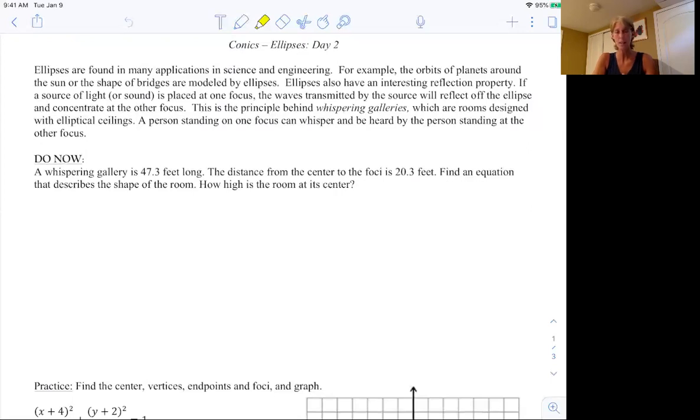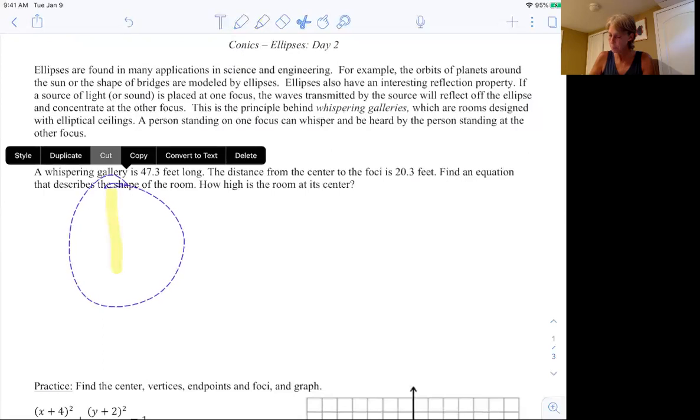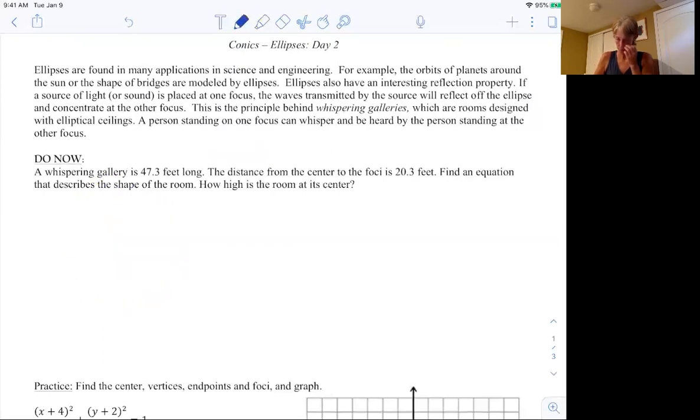Now, every year in my classroom at this time, I would ask, has anyone ever been to a whispering gallery? And I usually get one or two students that have been. And they're really cool. They're rooms that are designed with elliptical ceilings. So for example, we're going to do an elliptical whispering gallery problem. So I might as well just sort of show it.